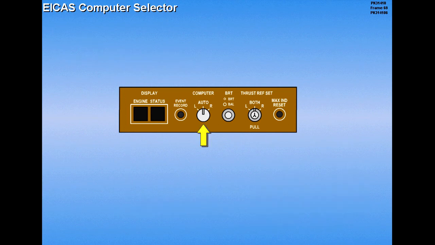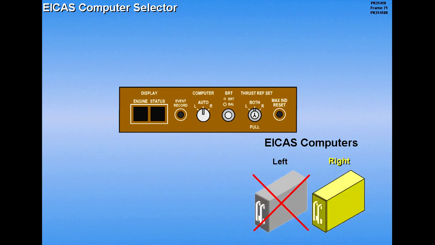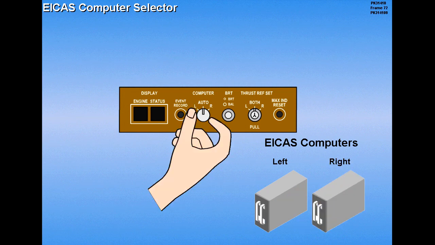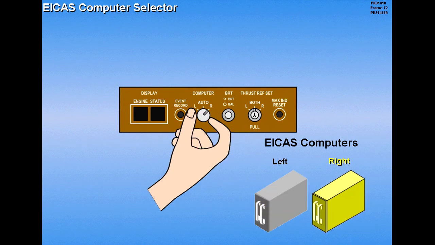The computer selector determines which EICAS computer provides data to the displays. The selector is normally set in the auto position, with the left computer controlling the EICAS system. Should the left computer fail, control of the EICAS system is automatically switched to the right computer. The selector also allows for the left or right EICAS computer to be manually selected, with no automatic switching.